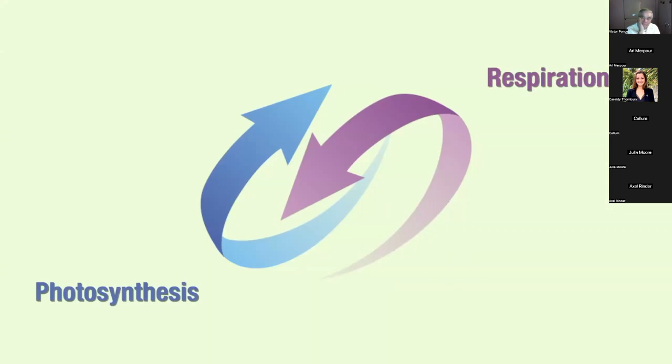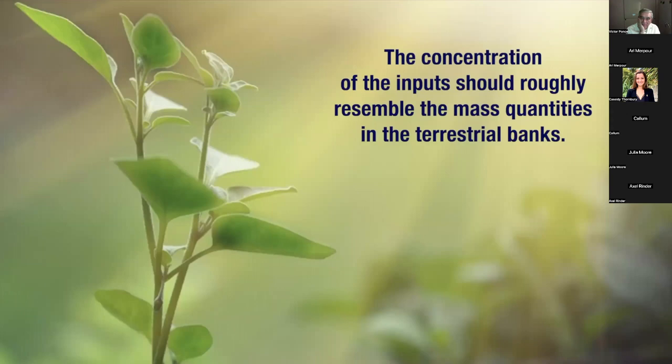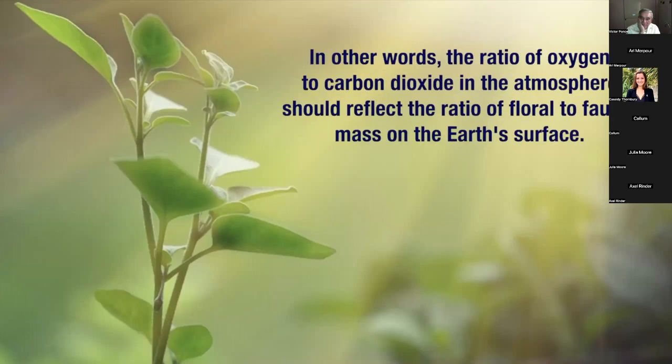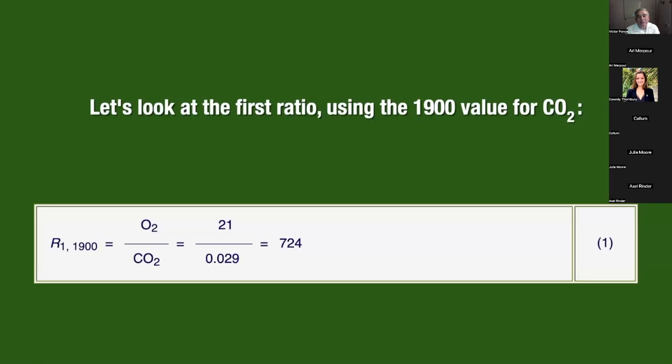Photosynthesis and respiration are indeed opposite processes, and they both draw their inputs from the lower atmosphere. Therefore, the concentration of the inputs should roughly resemble the mass quantities in the terrestrial banks. In other words, the ratio of oxygen to carbon dioxide in the atmosphere should reflect the ratio of floral to faunal mass on the Earth's surface. Let's look at the first ratio using the 1900 value for CO2.